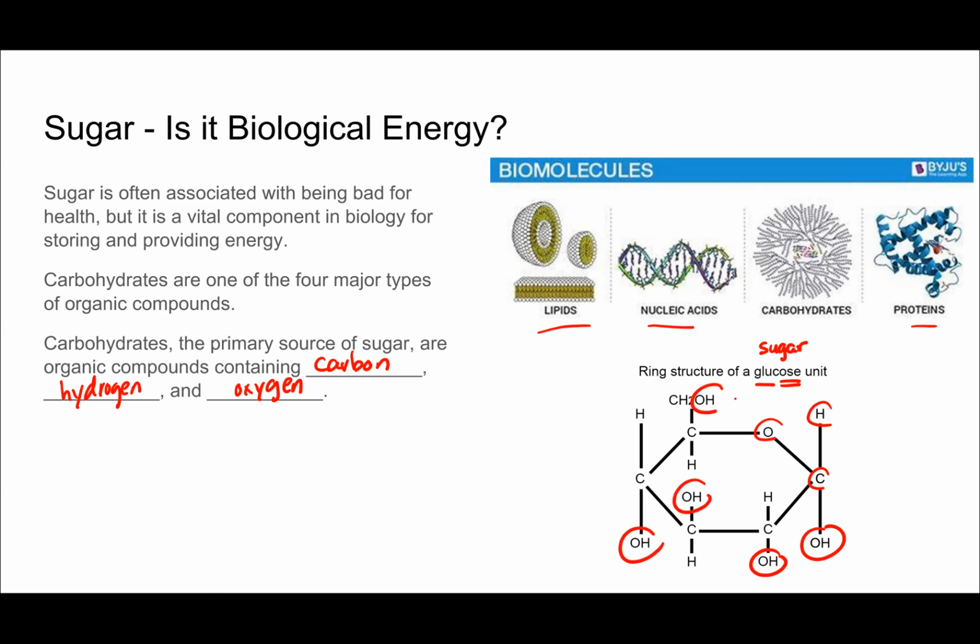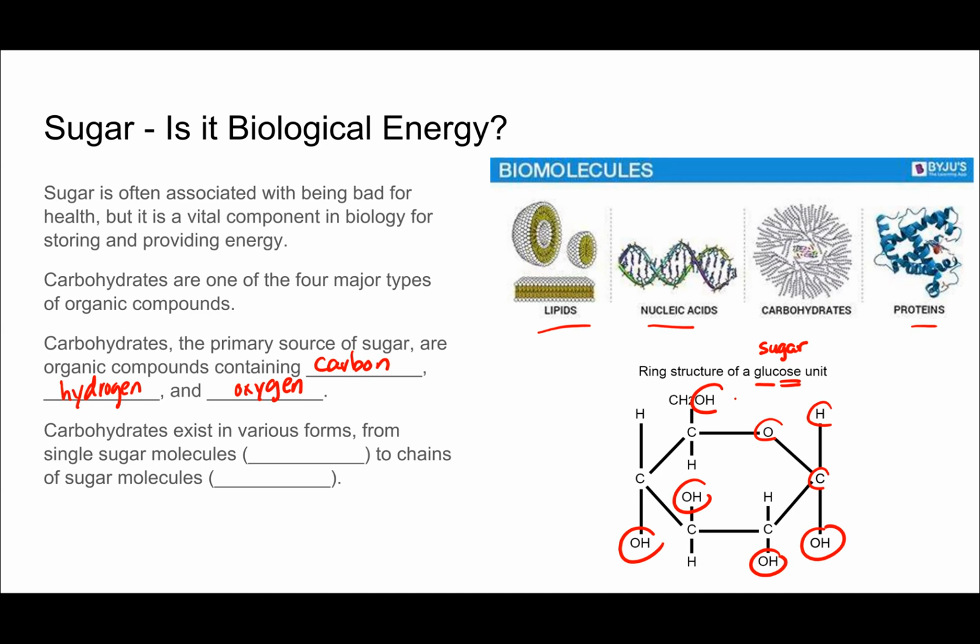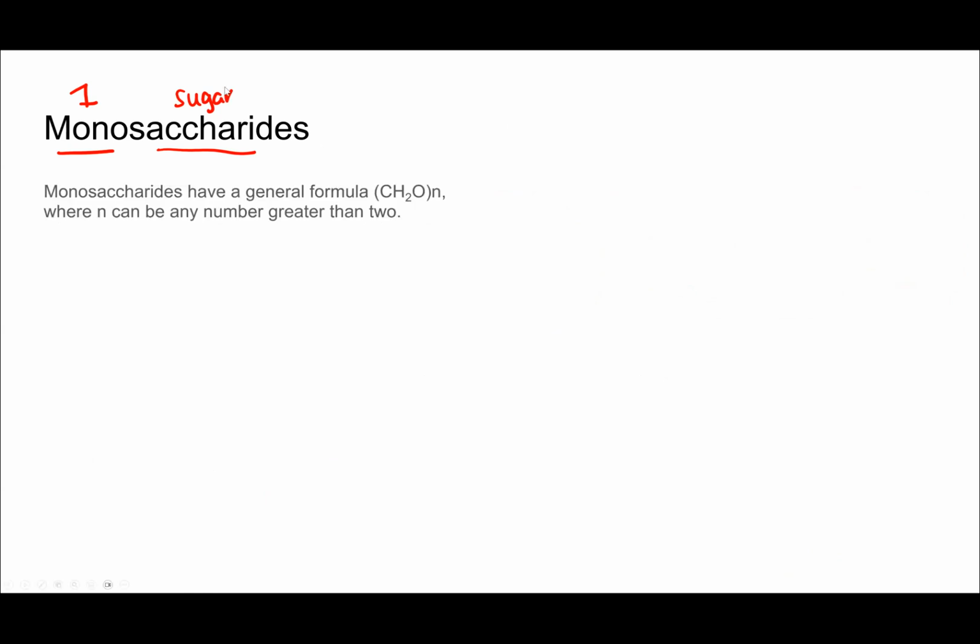Okay. So carbohydrates not only exist in ring shape, but they also exist in what we call single sugar molecules, also known as monosaccharide, or a chain of sugar molecules, which we call polysaccharide. Okay. So let's focus on monosaccharide first. Mono means one, and saccharide means sugar, right? Monosaccharides being the monomer of carbohydrates.